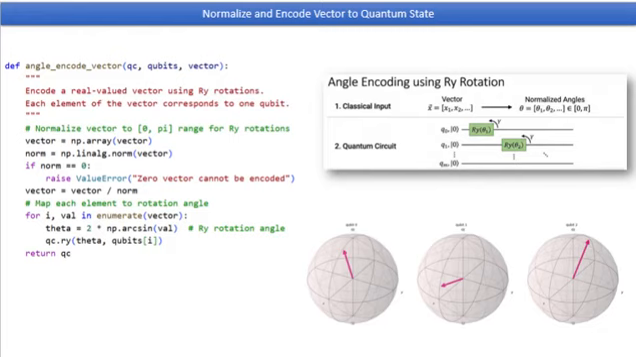Next, each value of the vector is mapped to a rotation angle using the formula theta equals 2 times arcsin of the value. Then we apply our Y rotations, one rotation per dimension of the vector. Each qubit receives one component of the sentence vector. This is the moment where language enters the quantum world.